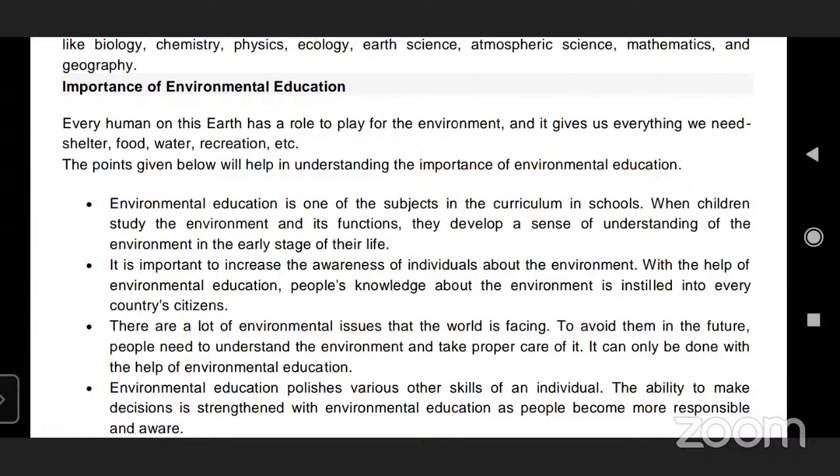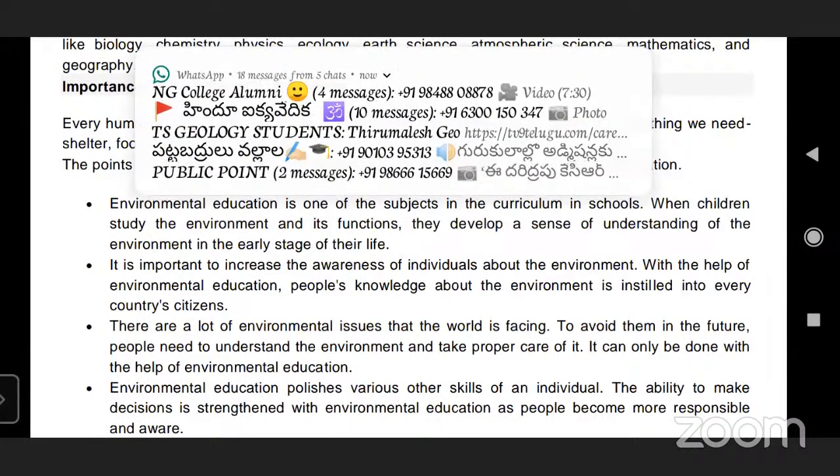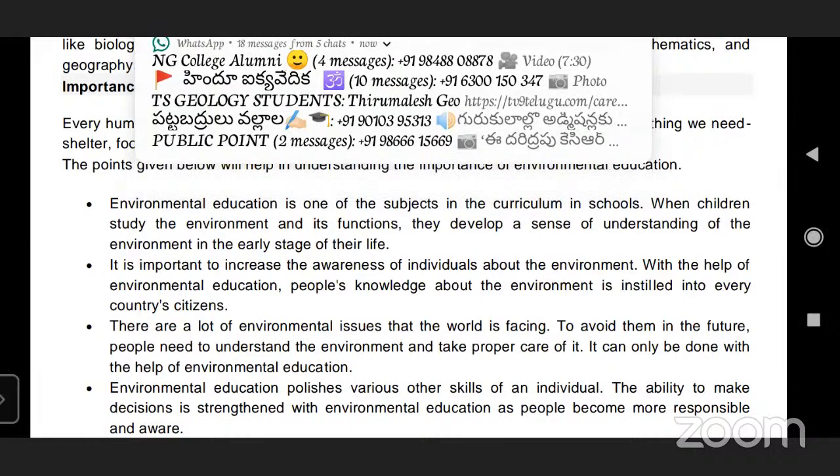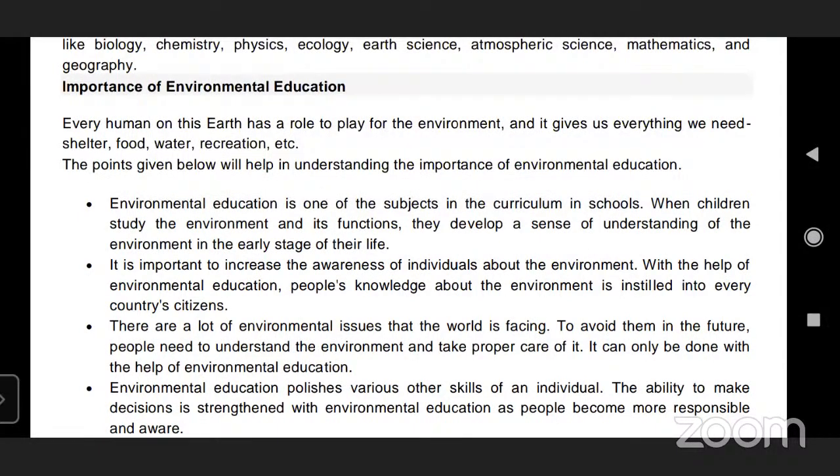And also there are a lot of environmental issues that the world is facing. There are several big issues that the world is going to be facing, isn't it? To avoid them in the future, people need to understand the environment and take proper care of it. There are a lot of environmental issues around us that we are facing now.